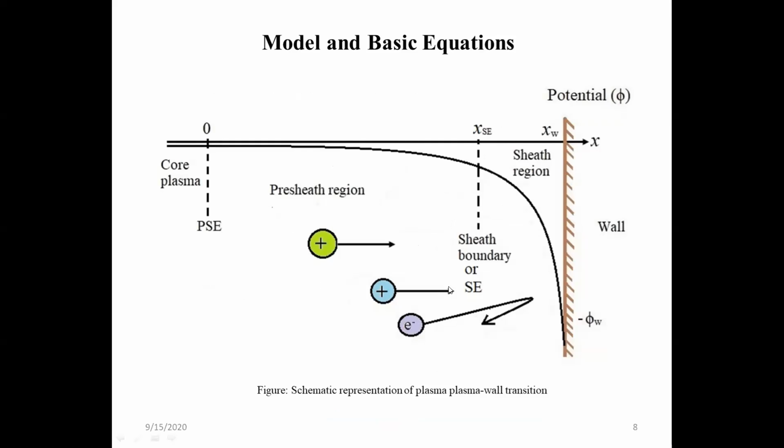This is our proposed model to study collisional multiple-ion plasma. Here, this is the core plasma part, and here is the wall. There are two ion species in the plasma: this one represents the heavier ion, argon ions, and this is for the helium ions. Here we are going to study the plasma sheath parameters in this region, the pre-sheath as well as the sheath region.